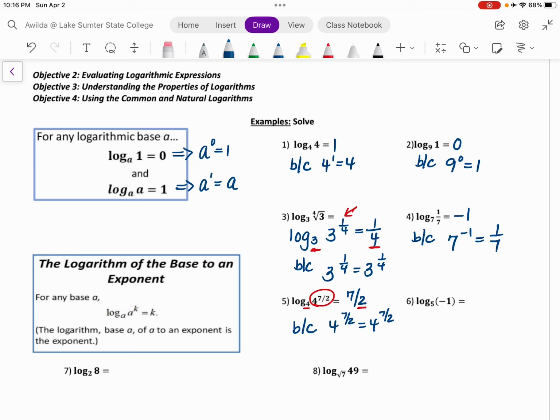Logarithm base 5 of -1. What power of 5 would give us -1? Well, this one does not exist. One of the requirements that we saw in our introduction of this section is that the argument must be positive. So you cannot have a negative argument, a negative result. That means that this logarithm does not exist.